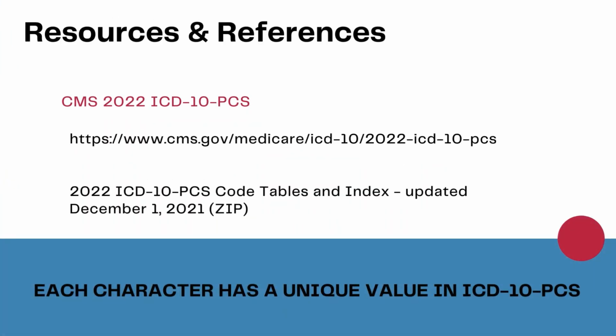You'll find the online version of the ICD-10-PCS coding manual from this link. I have updated the link. My previous videos had the 2021 version, but I have updated the link to the 2022. Once you go to this link, you'll find something called the tables and index as a zip file. You can download that zip file, where you'll have a PDF version of the ICD-10-PCS.